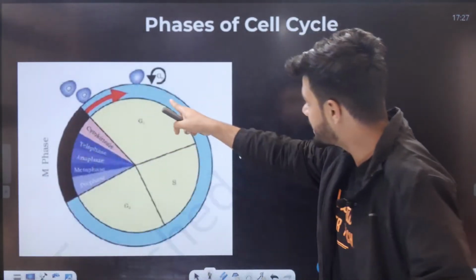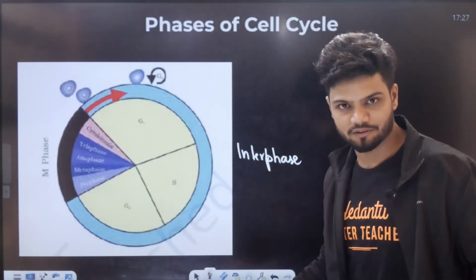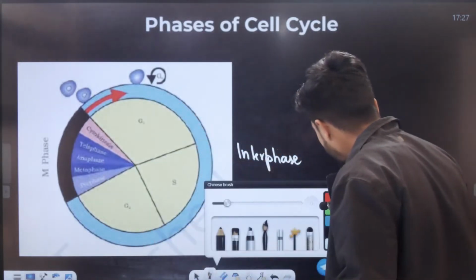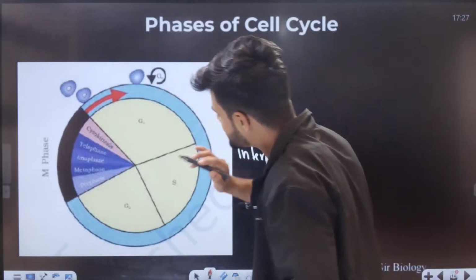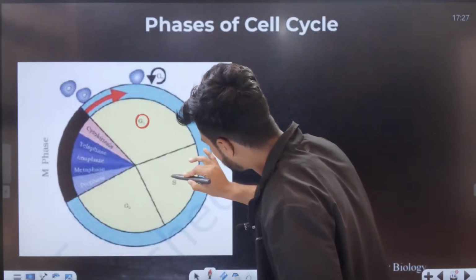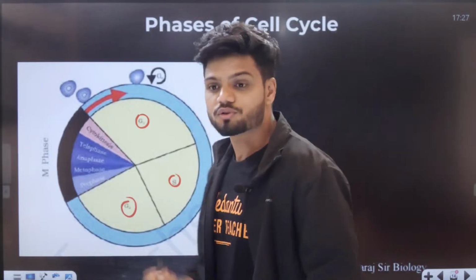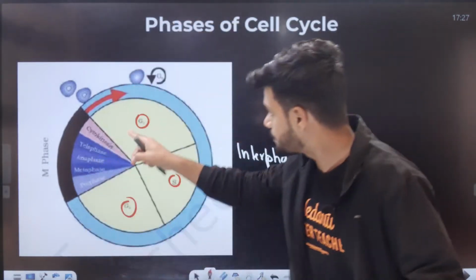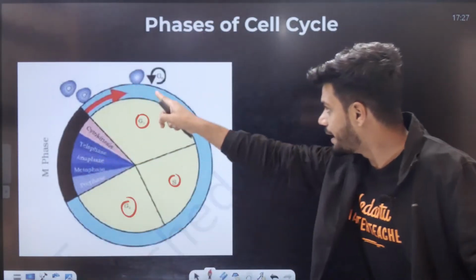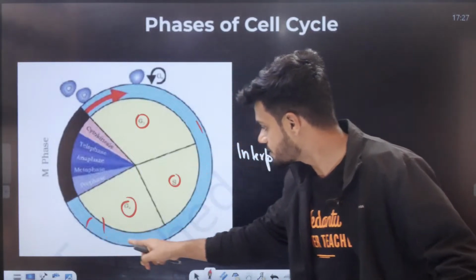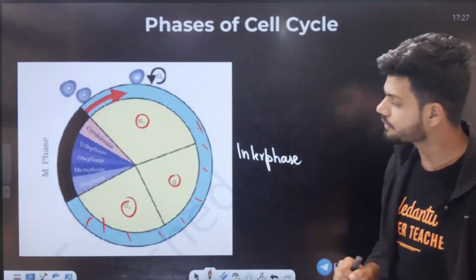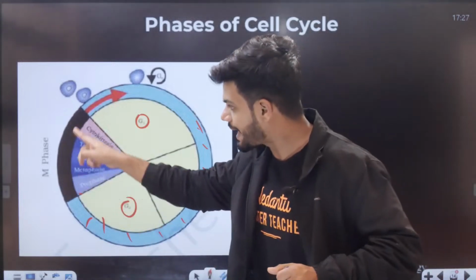Can you see? This entire light blue region is called interphase. Now, do you notice here? This entire thing has something called G1, S, G2. So, G1, S, G2 is present right here. The entire thing is called the interphase.